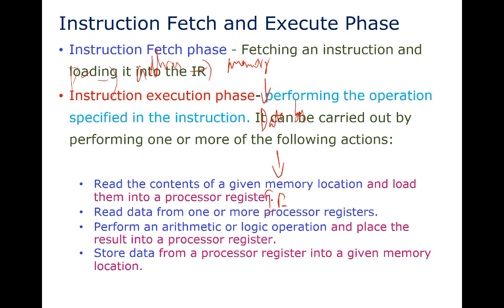Normally the PC contains what? The address of the instruction that we need to get executed. Correct? Next, the processor sends this address to the memory through the what? The address bus. And now it will generate what? A memory read control signal. Then the memory returns that instruction through the data bus, and the instruction is loaded into the instruction register.